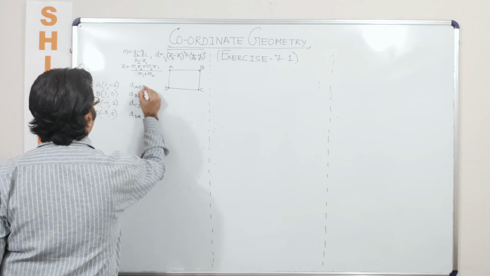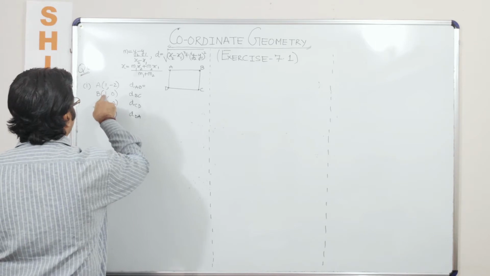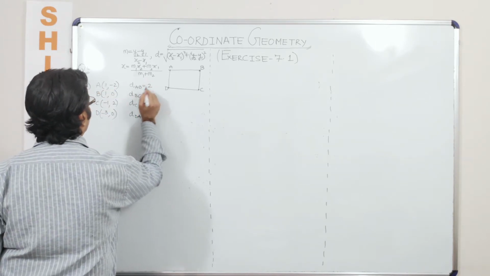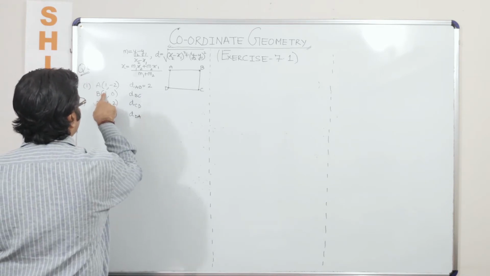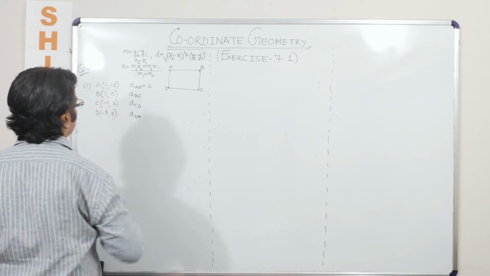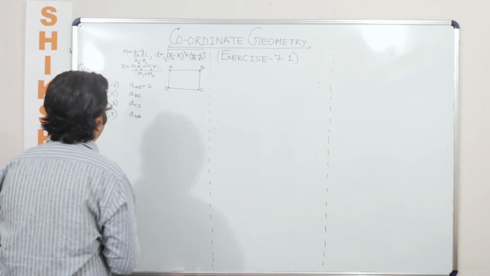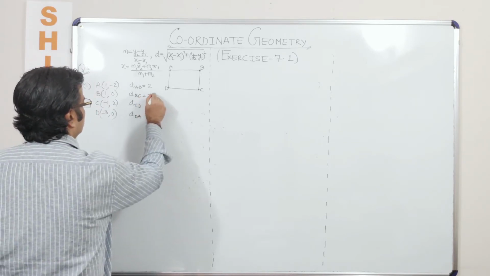Okay, so finding out with the help of the distance formula, how much is the distance between A and B? 1 minus 1 is 0, and 0 minus 2 whole square is 4, which is just like saying 2 units. B and C: minus 1 minus 1, how much is that? Minus 2, whole square is 4. Now 4 plus 4 is 8, which comes out to be 2 root 2.